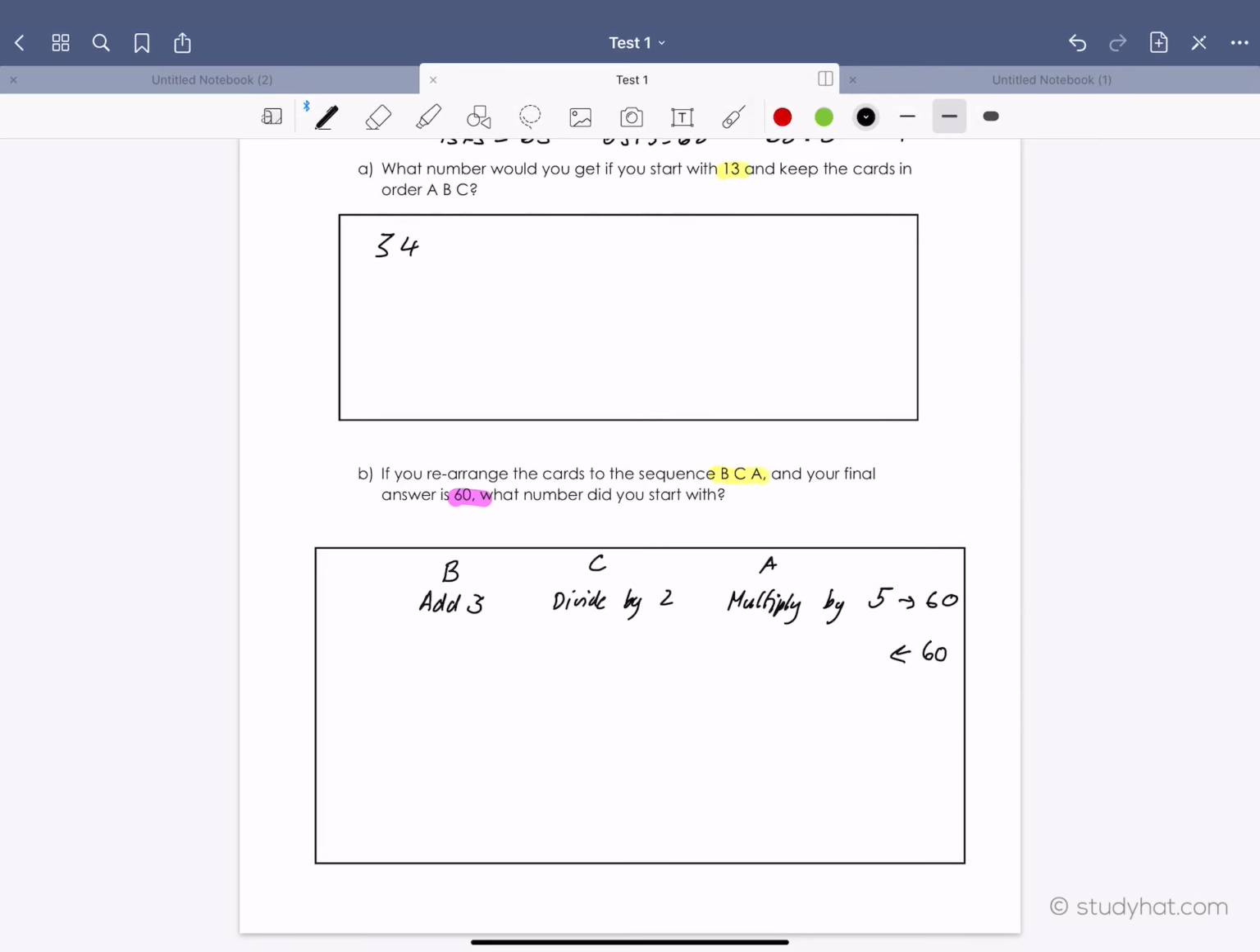Now what's the opposite of multiplying? Dividing. So we're going to divide by 5. 60 divided by 5 is 12. Then the opposite of dividing by 2 is multiplying by 2. So we'll multiply by 2. 12 times 2 equals 24. Then we're going to do the opposite of adding, which is subtracting. So we're going to subtract 3. 24 minus 3 is 21. And that's your final answer.